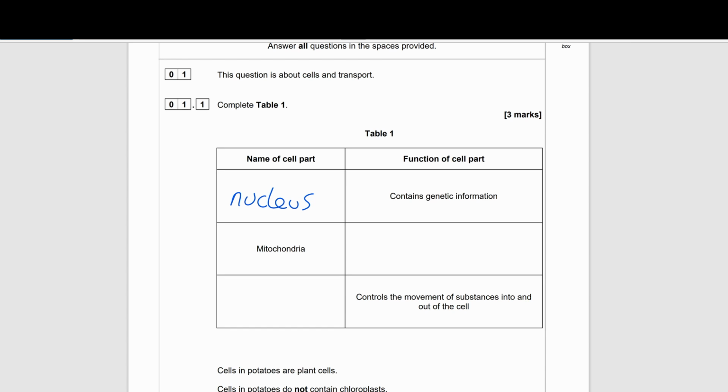Second one, mitochondria, so we need the function of the mitochondria. Well, there's a variety of different answers we can put here. The main one that we should know is it is where respiration takes place. However, you could also write it's to release energy.